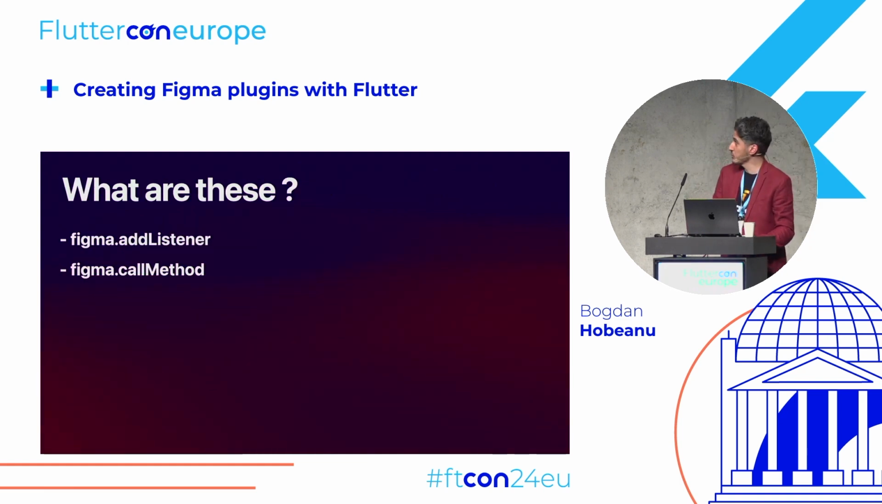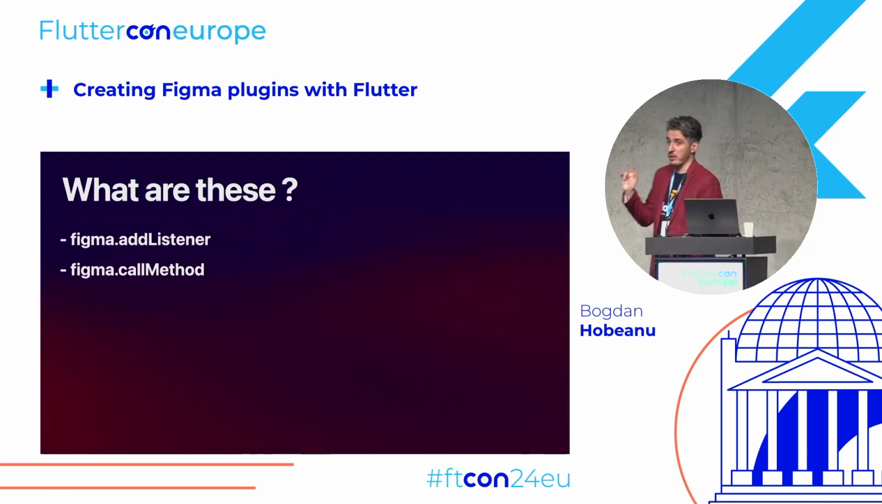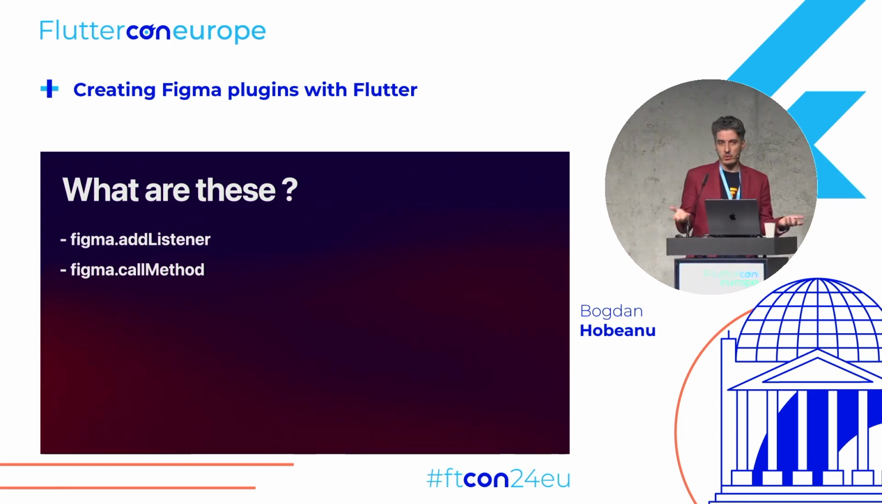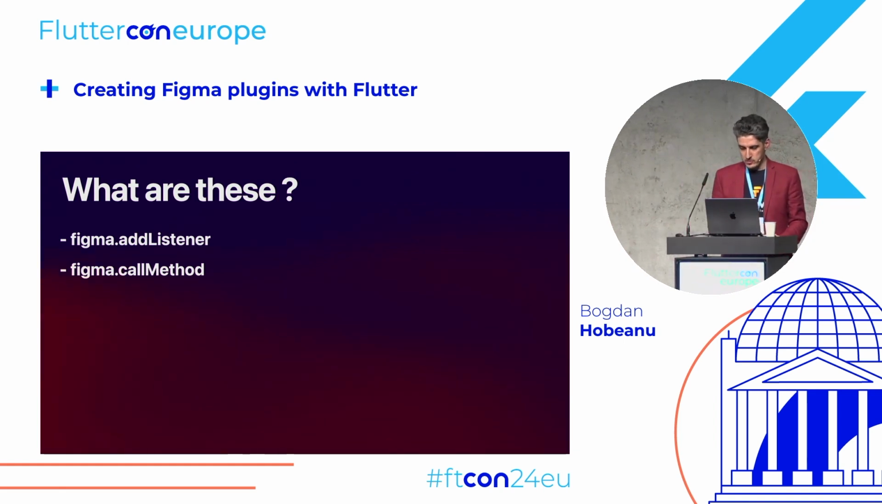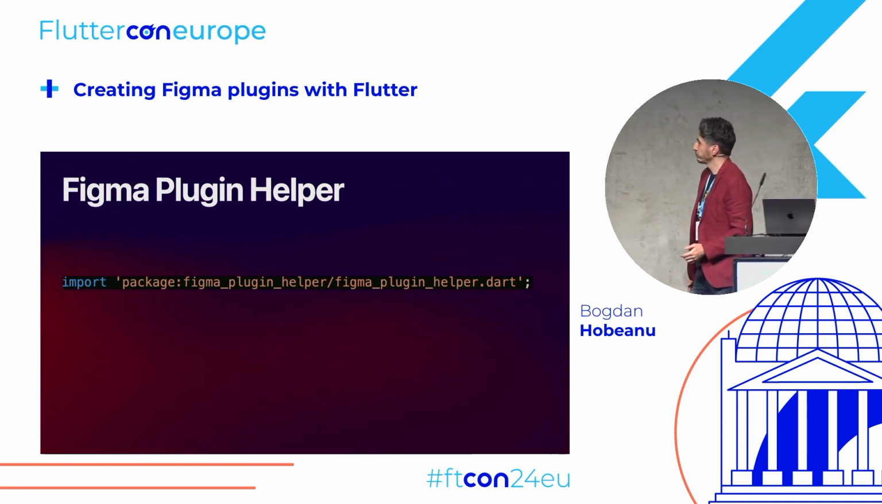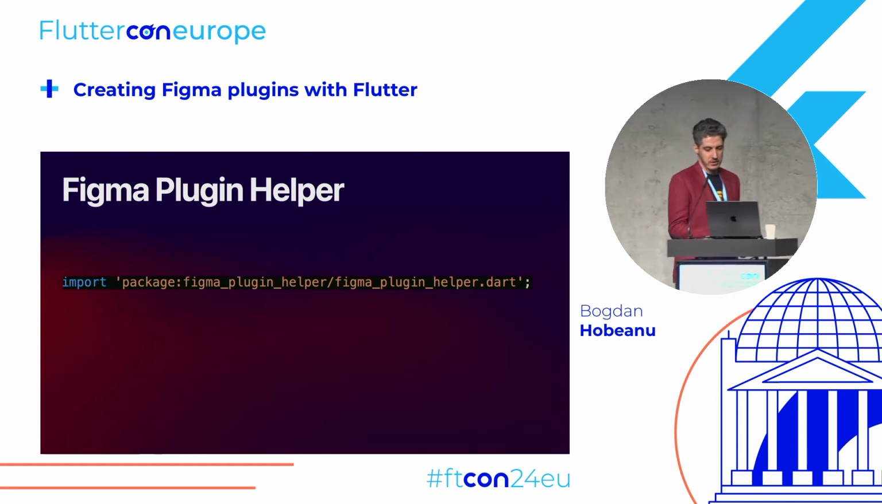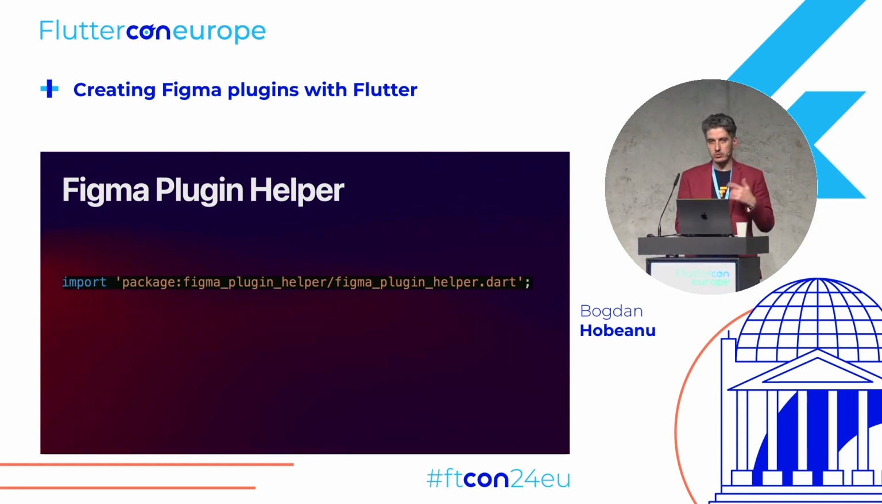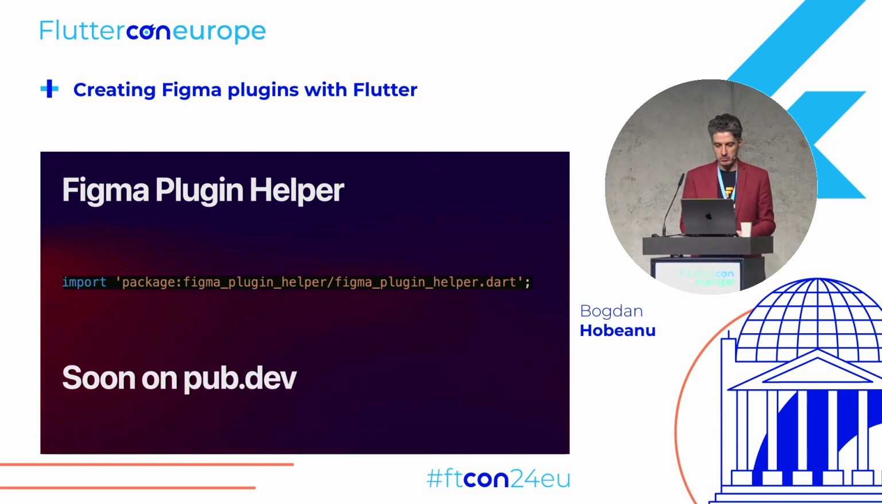Okay, so you saw those methods, Figma addListener and Figma callMethod, and you might wonder, where are those methods? Who provides them? So I had to create a package for this. It's called the Figma plugin helper. This is a package that I will continue to update, and it will be soon available on pub.dev, so you'll be able to play with it and use it in your own apps.